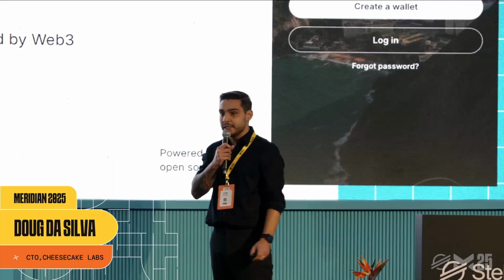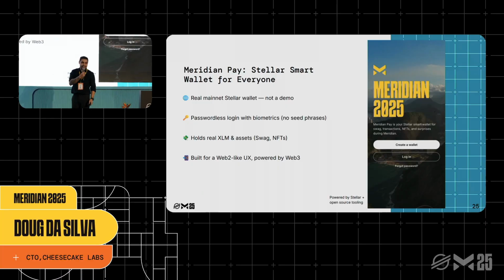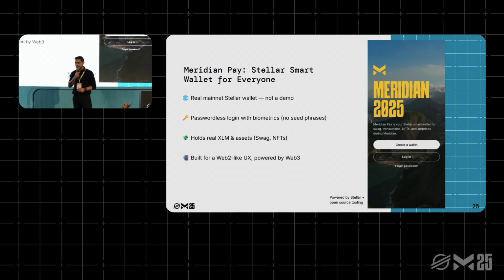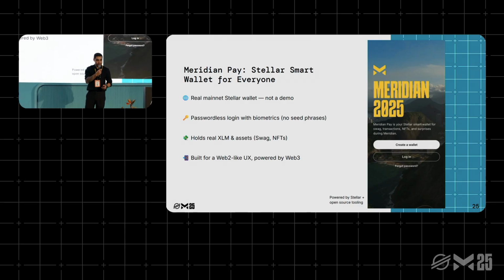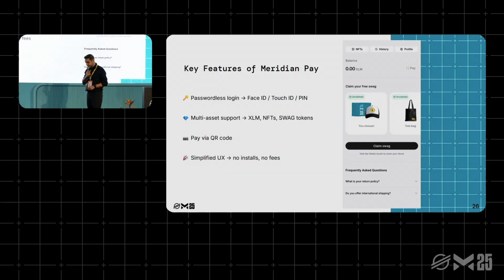So Meridian Pay is a Stellar smart wallet that feels like a regular web app, but everything you do is happening on-chain. This is not a demo or a testnet. Every one of you is holding a real Stellar wallet in your hands, holding real XLM and real assets. And our goal since the beginning was very simple. Our goal was to deliver a Web2-like experience into Web3 while showcasing things that can only be done with Stellar.